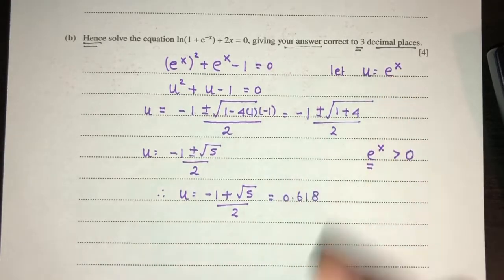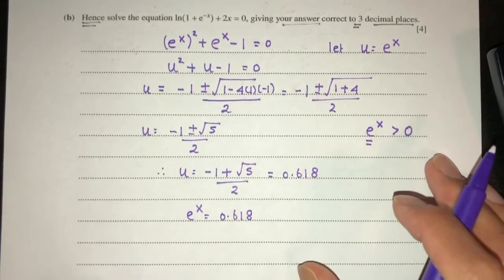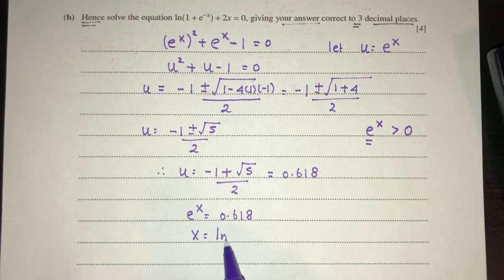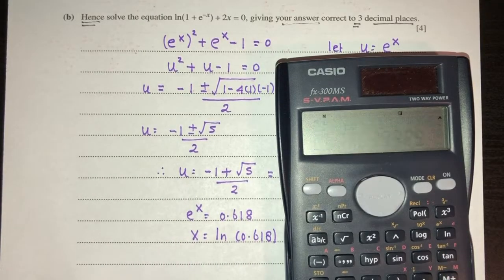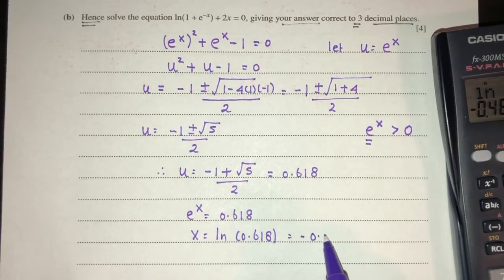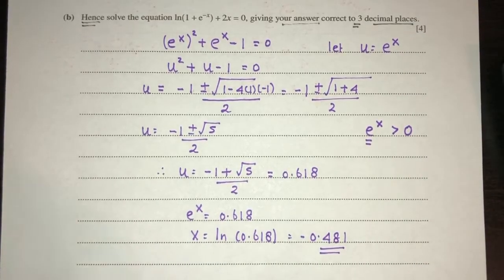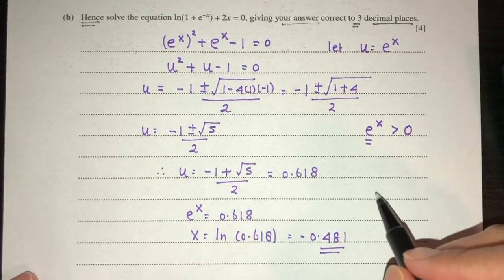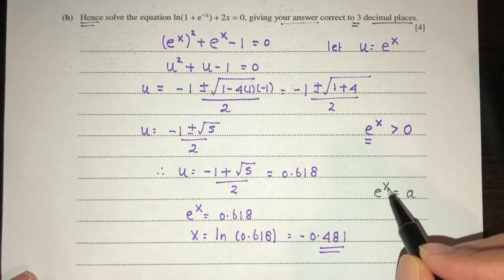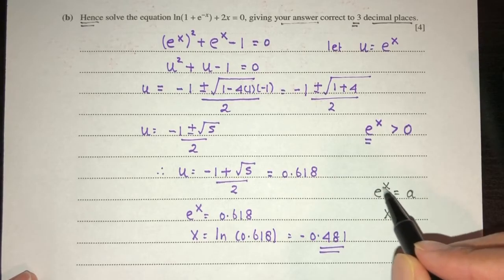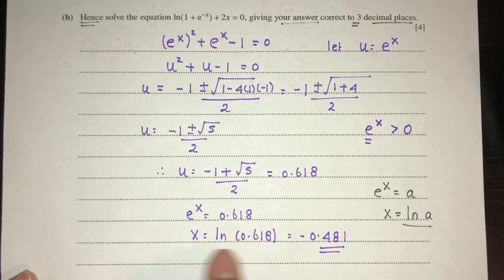u is equal to exponential power x, that will be 0.618. So x will be ln of 0.618. So ln of answer, that should be minus 0.481. Answer correct to 3 decimal places. Now here we use something else. Let's say we have exponential of x is equal to a. So x will have to be, when you send exponential to the other side, ln of a. Okay, we use this here to find the value.